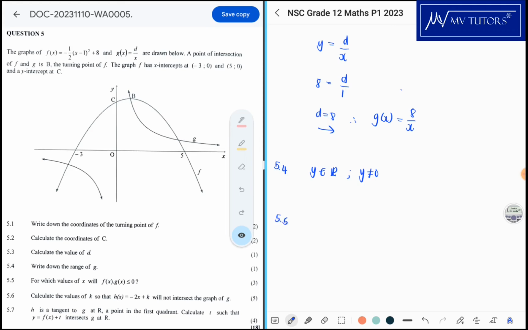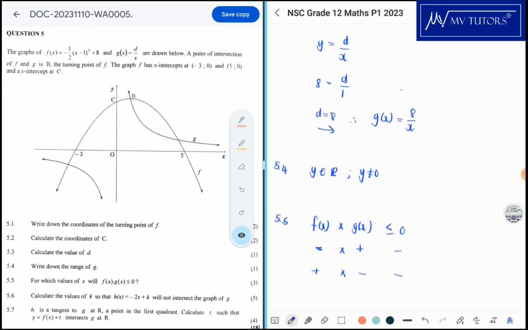And then 5.5, it says, for which values of x will f of x times g of x be smaller or equal to 0? So basically, if I multiply the y values for f by the y values of g, where are they smaller than or equal to 0? That's where either my f of x has to be negative and my g of x has to be positive, because if I multiply the two, I'll get a negative, or f of x has to be positive and g of x has to be negative, then I'll get a negative.